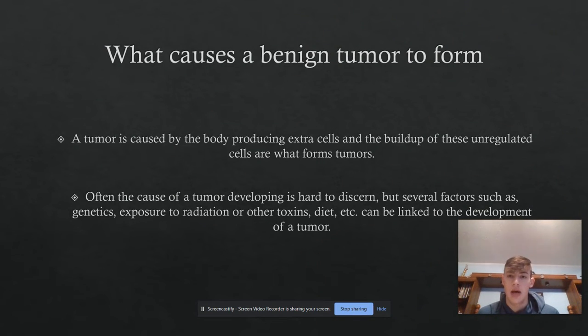What causes a benign tumor to form? A tumor is caused by the body producing extra cells, and the buildup of these unregulated cells is what forms tumors. Often, the cause of a tumor developing is hard to discern, but several factors such as your genetics, if you have been exposed to radiation or toxins that are similar to radiation, your diet, and etc. can be linked to the development of a tumor.